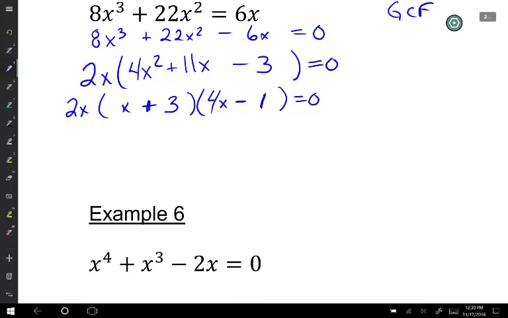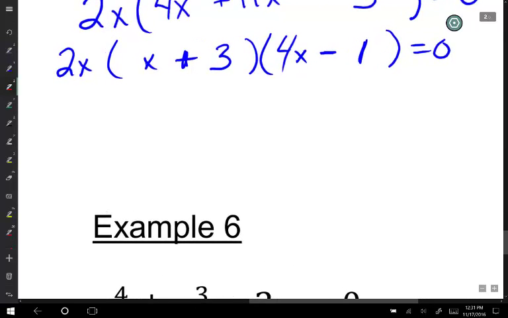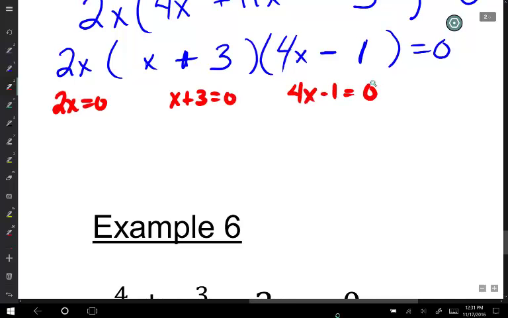We got it. On the third try, we got it. That's all it took, 3 tries. This is not hard. Abby, can you make that from there? Go ahead and try. So 2x equals 0. X plus 3 equals 0. 4x minus 1 equals 0. Nice shot. X equals 0.